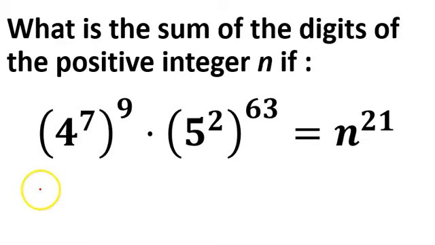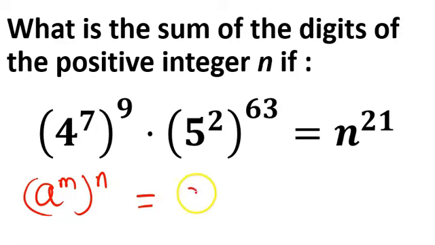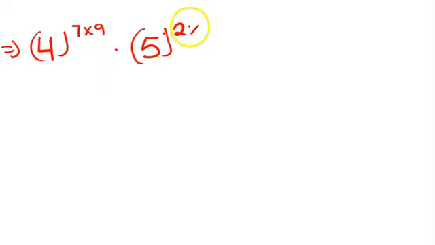From the laws of indices, a raised to the power m, all raised to the power n, is equal to a raised to the power m times n. That is, if an index is raised to a certain power, then you multiply the powers. So the expression becomes 4 raised to the power 7 times 9, times 5 raised to the power 2 times 6, is equal to n raised to the power 21.